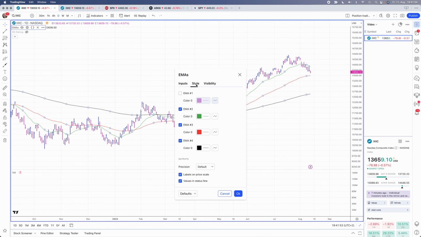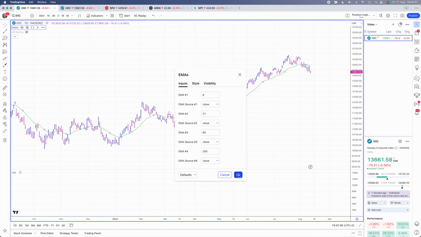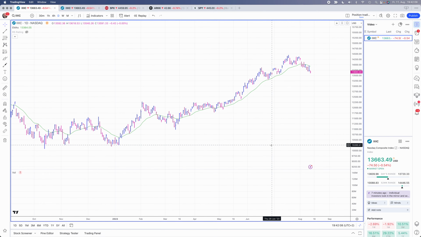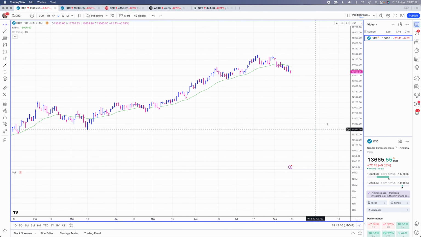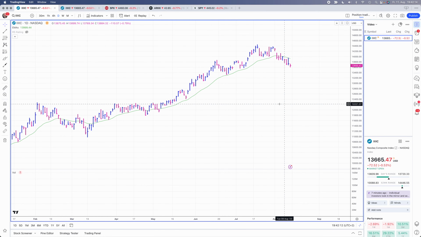The moving average 8 is right now not shown in the chart, so I don't look at it all the time. I will also hide the other ones and just look at the EMA number 2, which is the EMA 21. And that is a very, very simple timing tool to time your stock buys better.